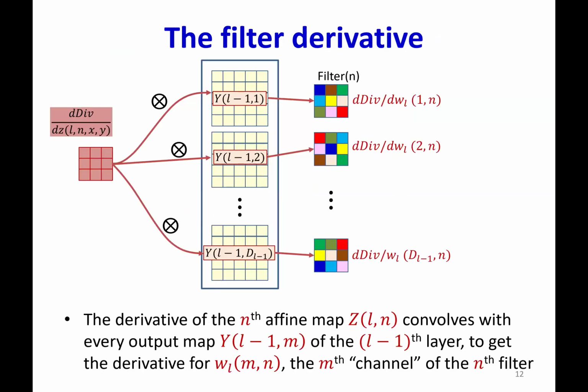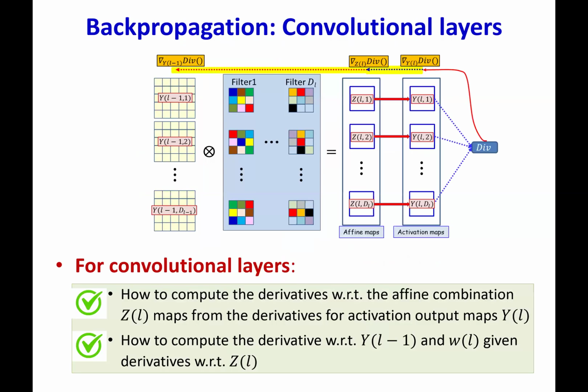Also, when you wanted to compute the derivative for the filters, to compute the derivative for the nth filter, we convolved the derivative map for the nth output affine channel with all of the input channels. And that gave us the derivatives for all of the channels of the filter. Do you remember this? Right. So easy. And so we've seen how we can back propagate derivatives from one layer back to the previous one, as well as compute derivatives for all of the filters.